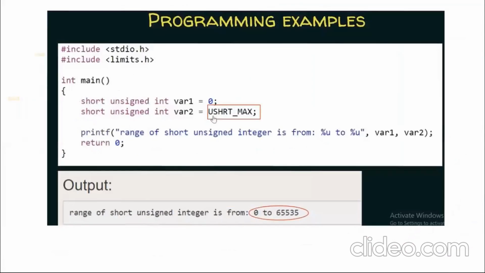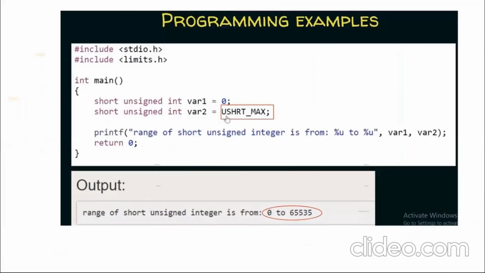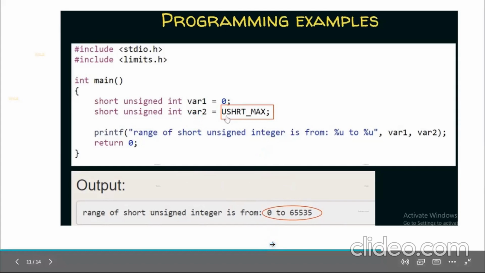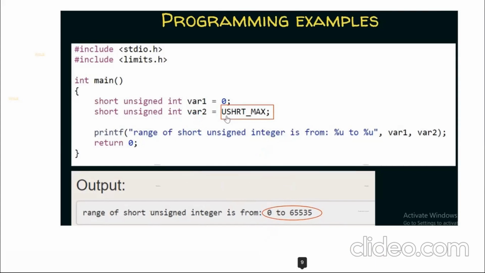Unsigned short: you can use the symbolic constant USHRT_MAX. Unsigned represents the minimum value is 0, as usual, and the maximum value will be changing. In the unsigned manner, you can use the %u format specifier. The above program output is 0 to 65535. In this way, you can understand the unsigned short range values.